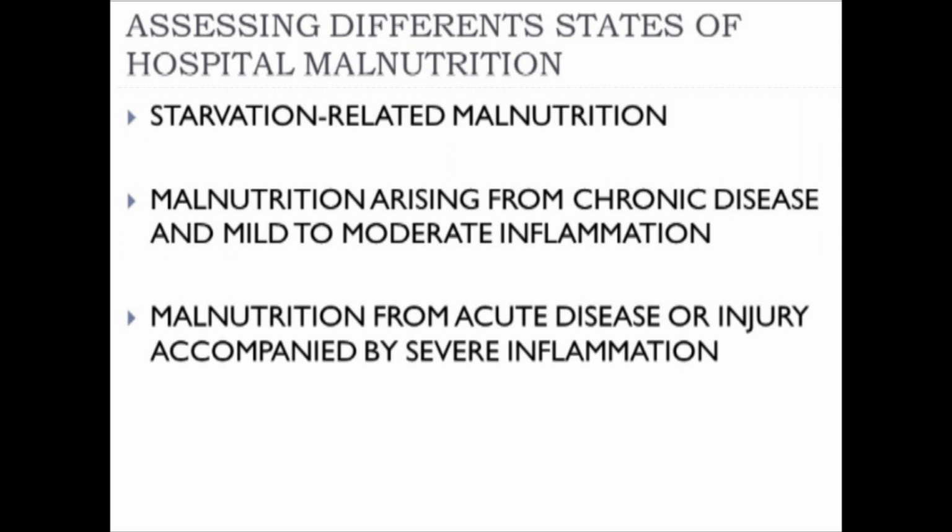Before considering the different methods of assessment of malnutrition, let's consider the 3 distinct origins of malnutrition in a hospital setting. Starvation-related malnutrition is certainly the first one to consider. Malnutrition arising from chronic disease or mild to moderate inflammation. And then malnutrition from acute disease or injury, accompanied by severe inflammation.